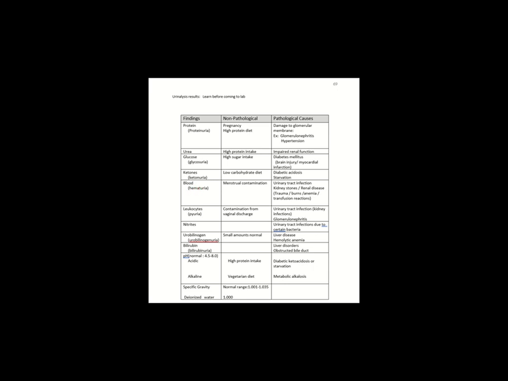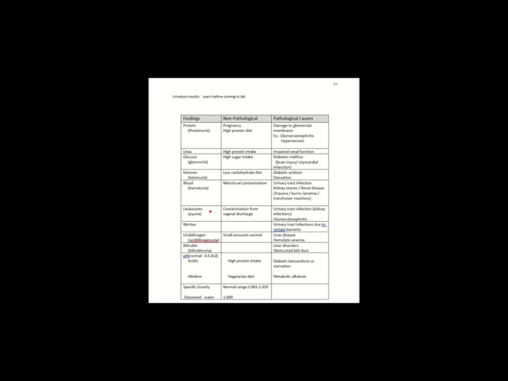Blood in the urine, hematuria. This could be the result of menstrual contamination. This is usually the case in females if they do this urinalysis and they find it. Typically, when you're on your period of your menstrual cycle, you will find blood traces in the urine. But it could also, as a pathological cause, be the result of a urinary tract infection, kidney stones, which cause trauma along the urinary tract, renal disease, or a trauma like a blow to the kidney, something that causes bleeding in the kidney itself.